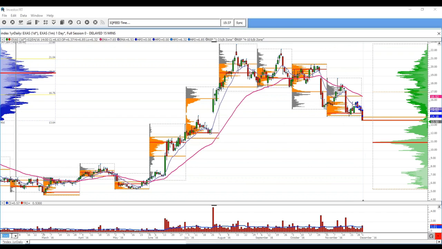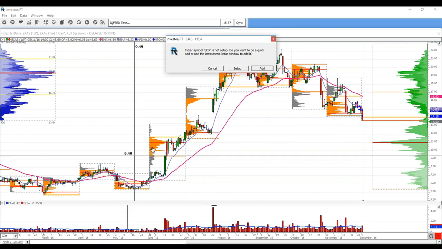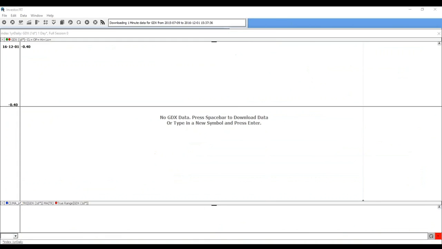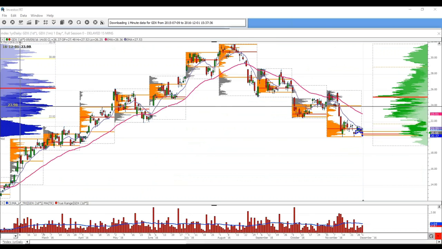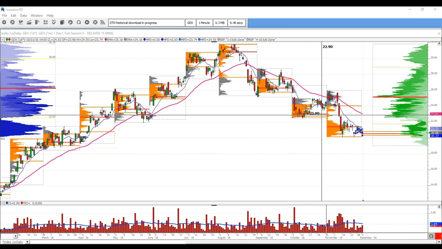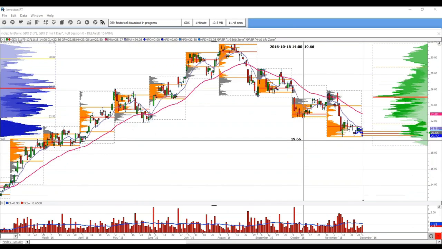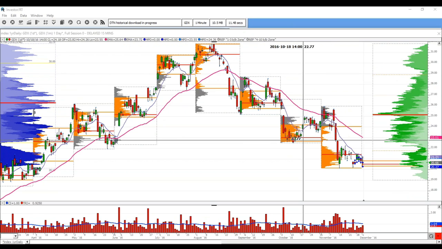Let's look at GDX. So we're looking at the Market Vectors Gold Miners ETF. Yeah, so you can trade ETFs just as you can stocks.